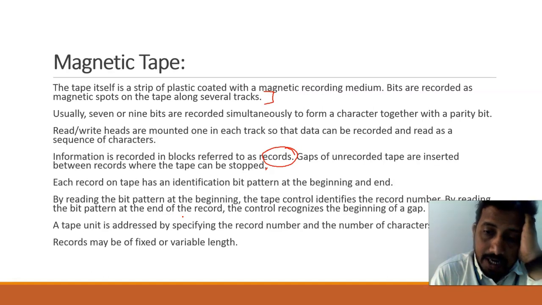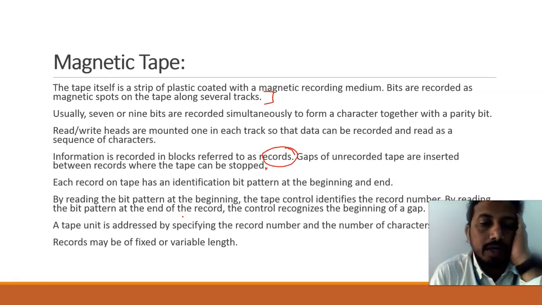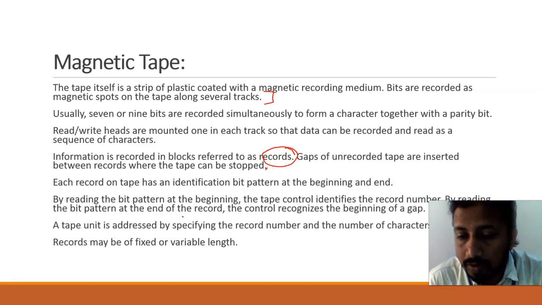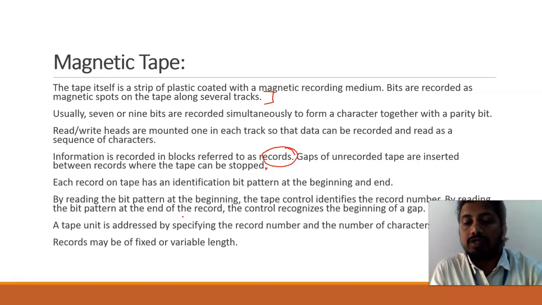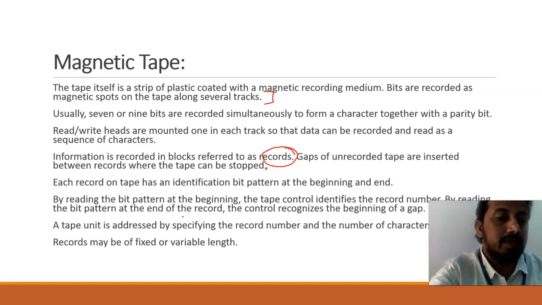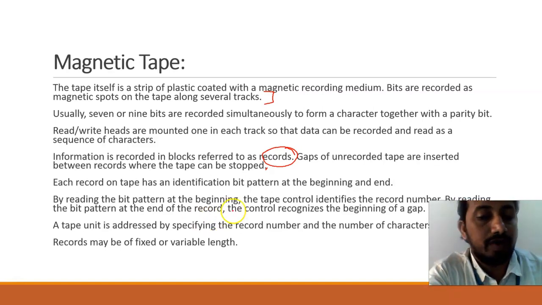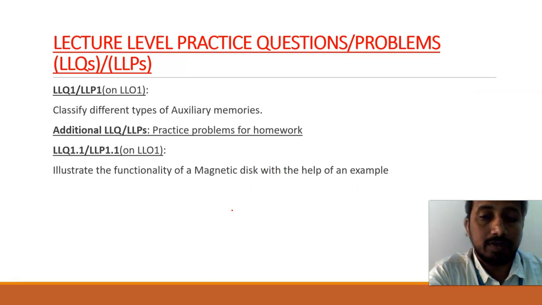Tape units are addressed by specifying the record number and the number of characters in the record. Records may be fixed or variable, and may be of any length. It is not fixed over here. But in magnetic disks, it would be fixed sectors.